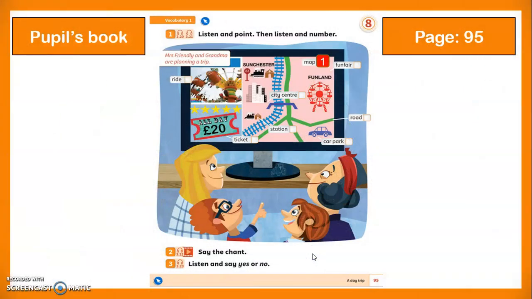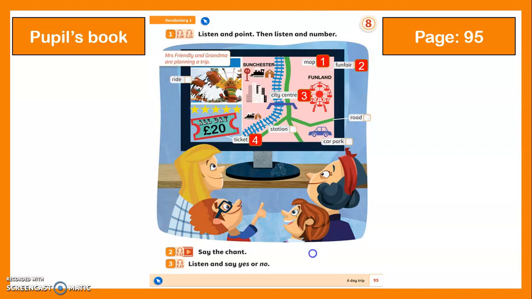That's it. Okay, and here in our people's book, page 99, after listening, we are going to point, okay? So number one is given. Tell me, what is number two? That's right, funfair is number two. Which is number three? That's it, the city center. Number four, that's okay, ticket.